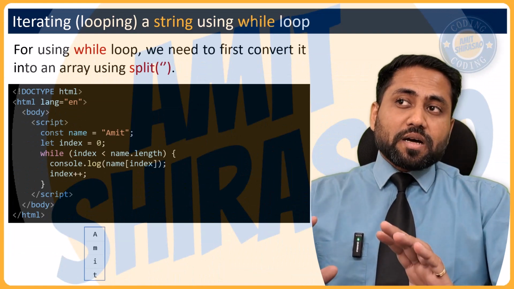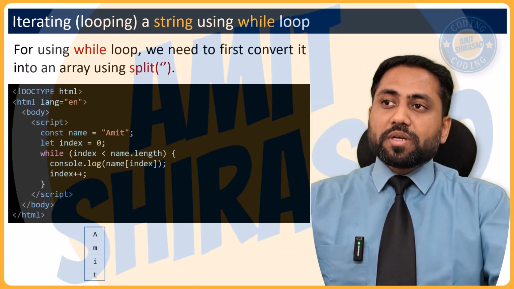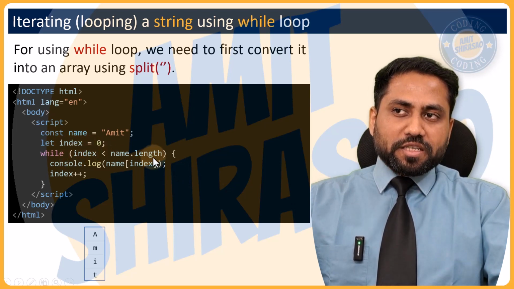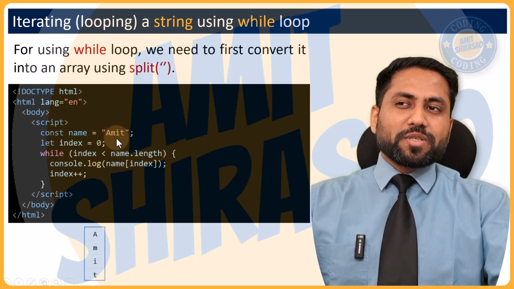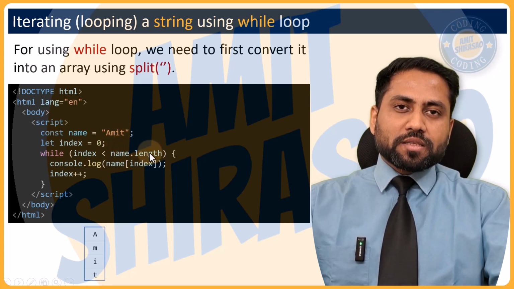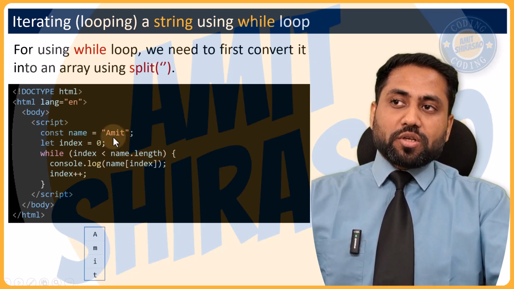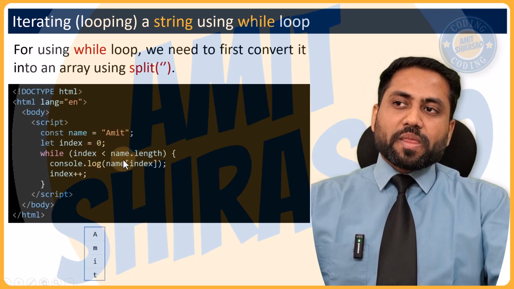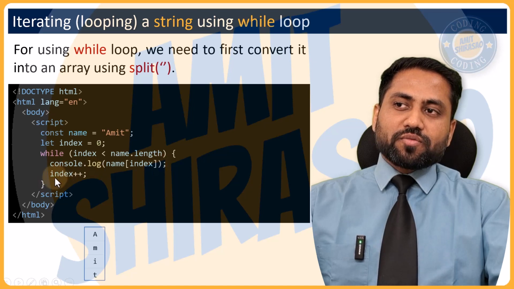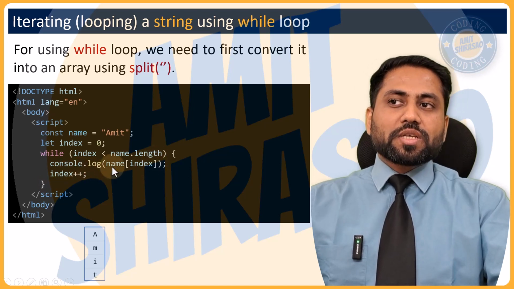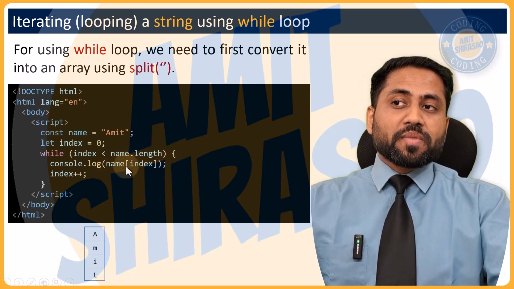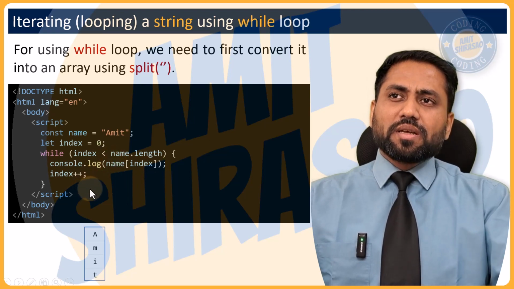Now let us see looping a string using a while loop. Here what you're doing is, this is the initial condition, this is the condition. You're saying name.length. Name is basically a string, so you're calling the length property of the string, which is actually 4 in this case. So as long as the index is less than 4, it will continue the execution of this cycle. In the cycle you're saying display name[index]. So here you're using the index operator of a string. And this is how you use it.